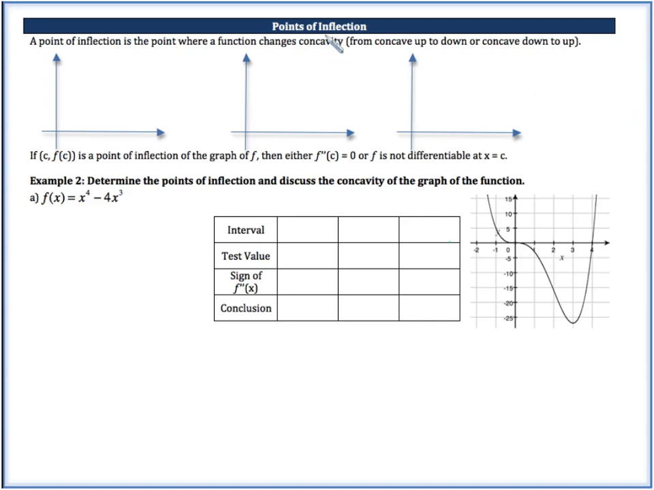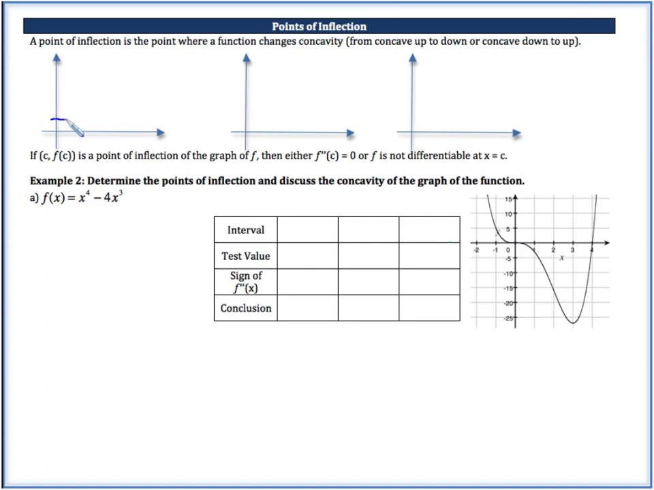Our next topic is called points of inflection. A point of inflection is the point where a function changes concavity. So the concavity either switches from concave up to concave down or from concave down to concave up. We're going to draw a couple examples of points of inflection.